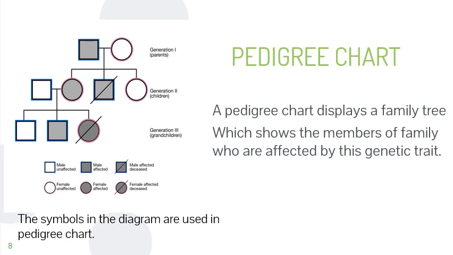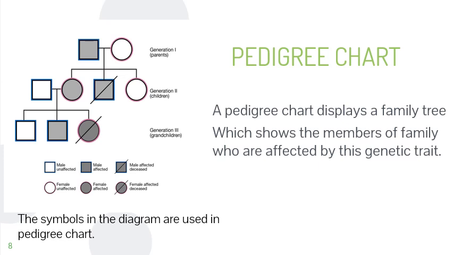Children, before we go ahead, I would like you to know what a pedigree analysis is, or how to understand a family tree. First of all, a pedigree chart displays a family tree and shows the members of a family who are affected by a genetic trait. You can find the pedigree analysis of a trait of Queen Victoria. But let's see what these symbols shown in this diagram are.